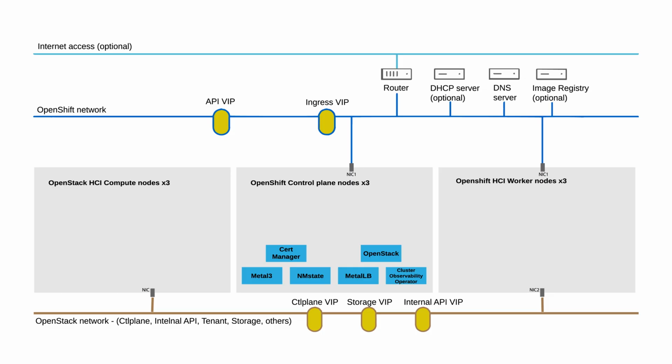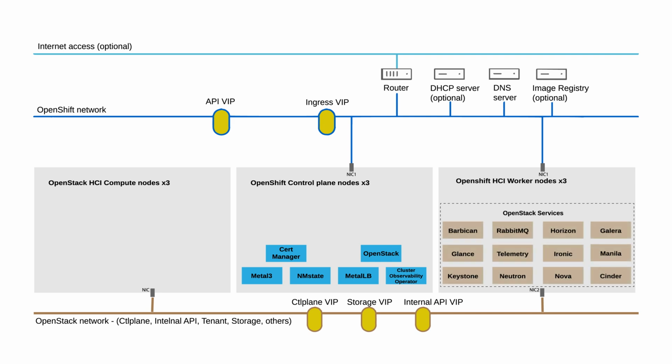I will dive into configuration later, but the result of this step is all the Red Hat supported OpenStack services running on your OpenShift workers. The last part of the architecture is the OpenStack compute plane. First, deployment of the bare metal nodes, and after that, services running on top.